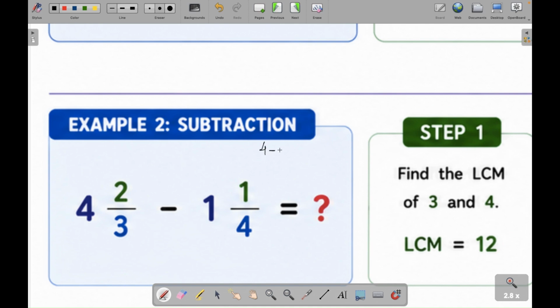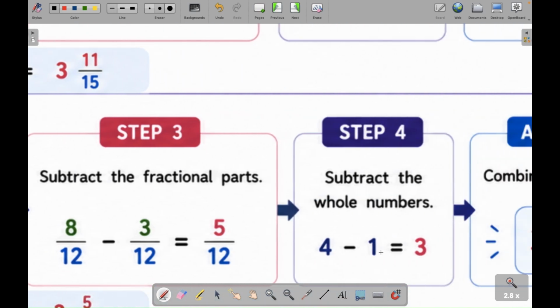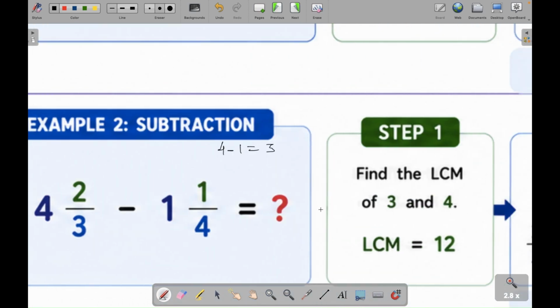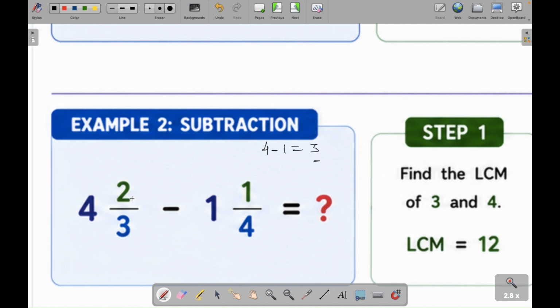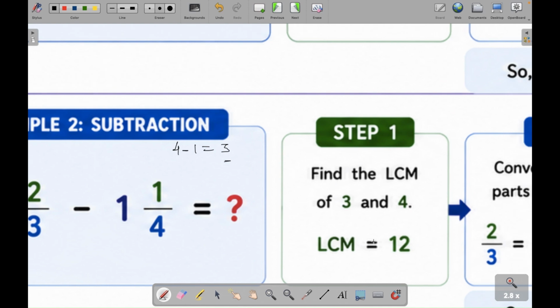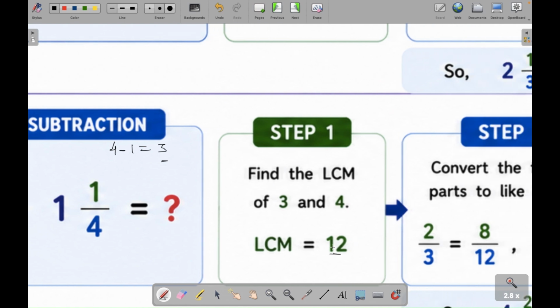If I subtract the whole part, I'll get 4 minus 1, which is 3. So if you look at step 4, I'll get 3. So 3 is the whole part. Next, we subtract 2 by 3 and 1 by 4. To subtract 2 by 3 and 1 by 4, we find the LCM of their denominators because we want to convert them to like fractions. Their LCM is 12 because they have no factor in common. So 12 is their LCM.